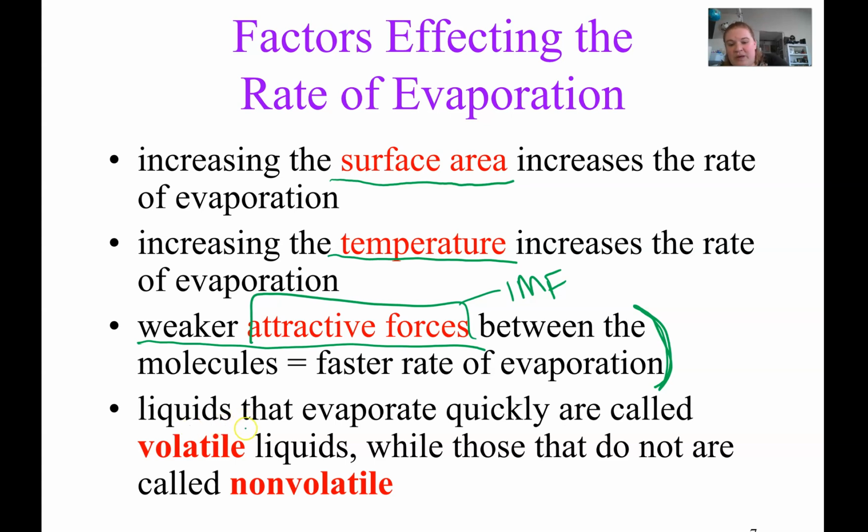And then two more words down here. Liquids that evaporate quickly, the label that we give them is that they are volatile, and ones that do not are called non-volatile. So if you've seen those words, sometimes you might see them as a warning, this contains a volatile liquid. Sometimes that could be either if the fumes are hazardous or if the fumes are flammable. And so that's why you're being warned about it being volatile. So being volatile itself is not dangerous, but depending on what those fumes are, the fumes themselves could be dangerous.